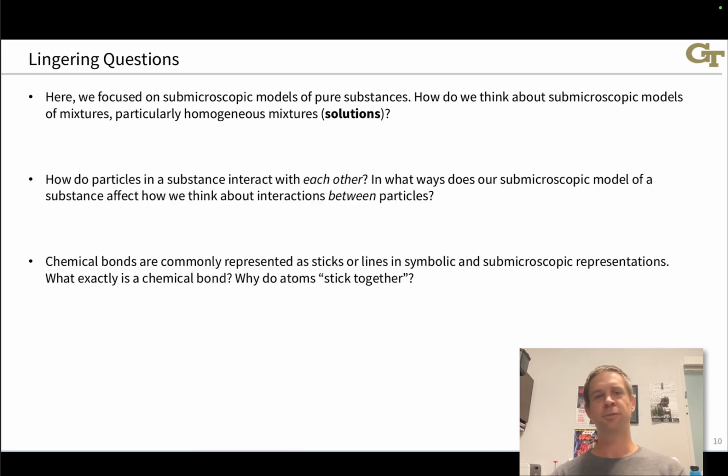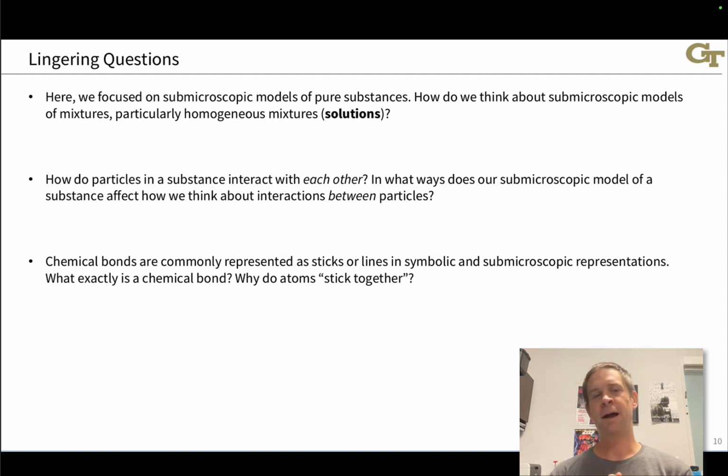Our lingering questions from this video, the first is about mixtures. Just mentioned this. What's going on with submicroscopic models of mixtures, particularly homogeneous mixtures? Heterogeneous mixtures are kind of like a picture here and a picture here and a picture here that are separated in space. So we can sort of take what we already know about pure substances and apply them to heterogeneous mixtures. It's the homogeneous picture where things get a little bit interesting, and this is where solutions come in. We'll touch on that in the next module.